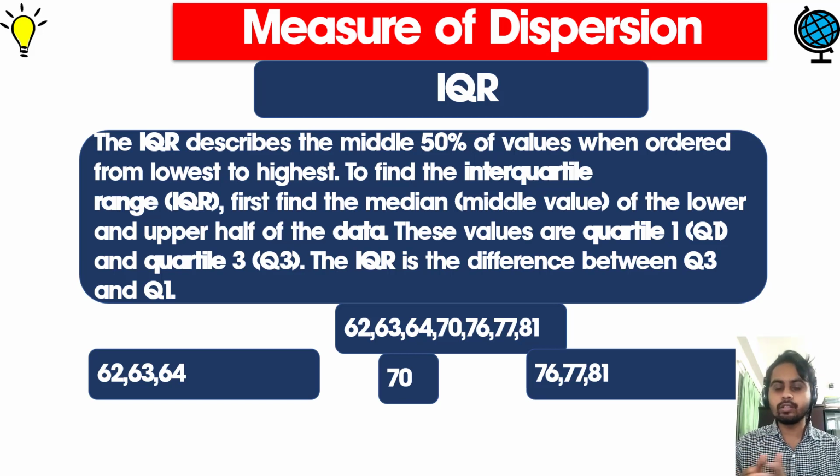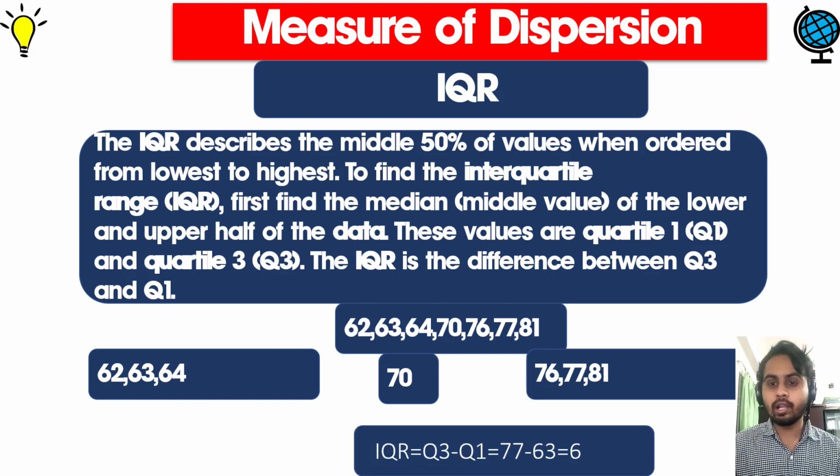On the other hand, after the median, we have 3 values: 76, 77, 81. Here the median is 77. So you can call the 75th percentile value 77. This is Q3. So we have found the 2 quartiles. Now if you subtract Q1 from Q3, the value you get is the IQR, the range of the middle 50% of the data. That is how IQR helps you describe the data.